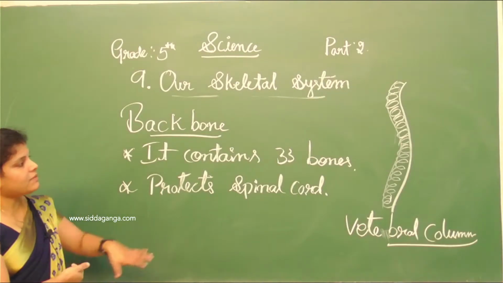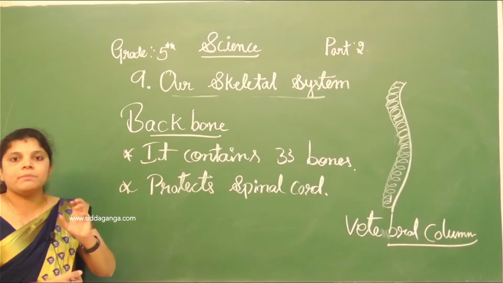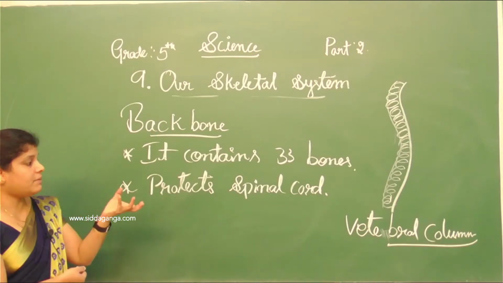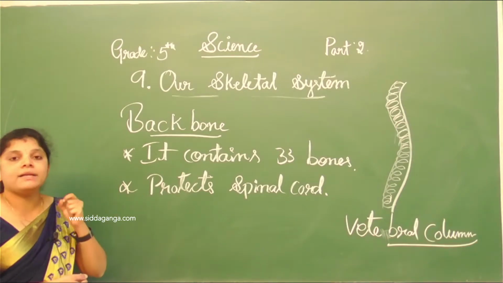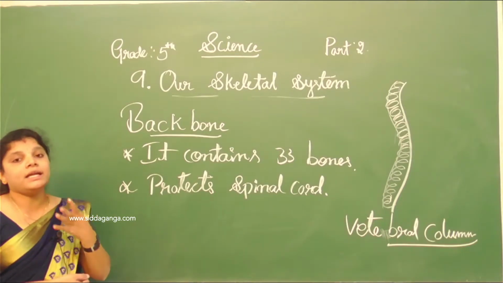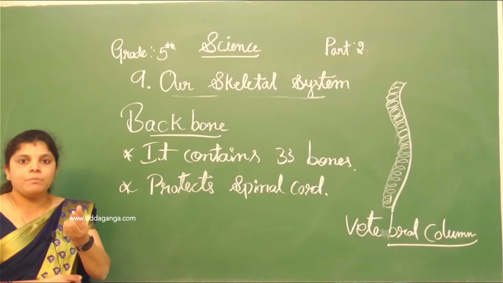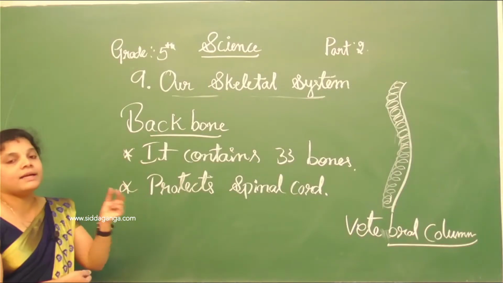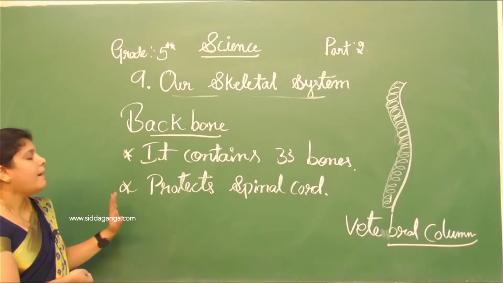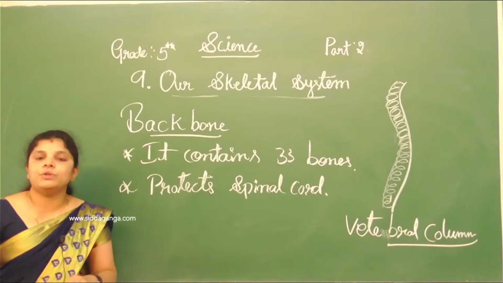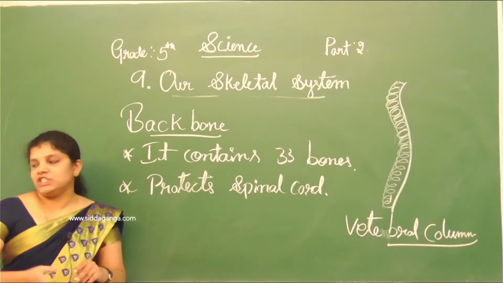This backbone is called the vertebral column. The vertebral column protects our spinal cord. There are 33 small bones. So 33 bones in the ಏನಾಗಿದೆ backbone form ಆಗಿರುತ್ತೆ. These are all about the backbone. The next bone is the rib cage.